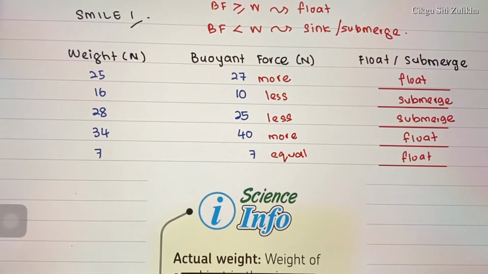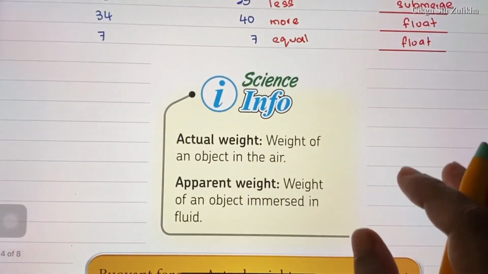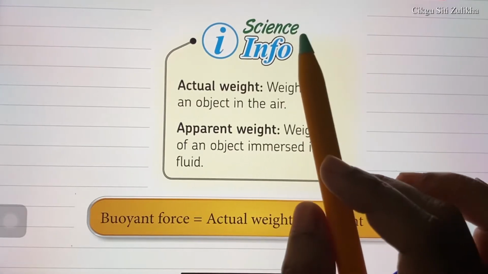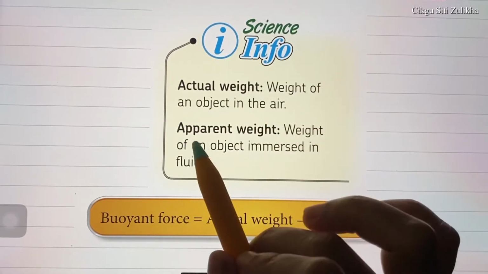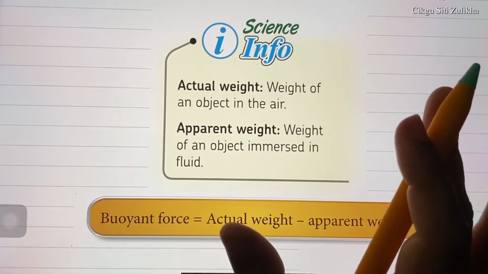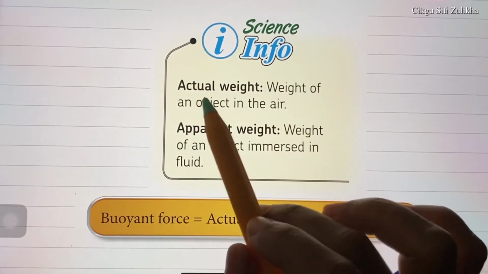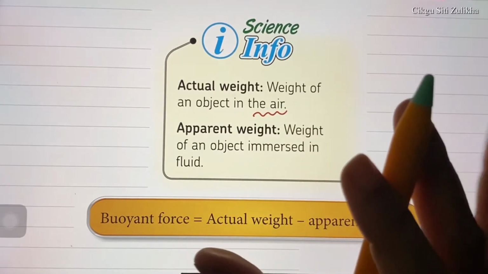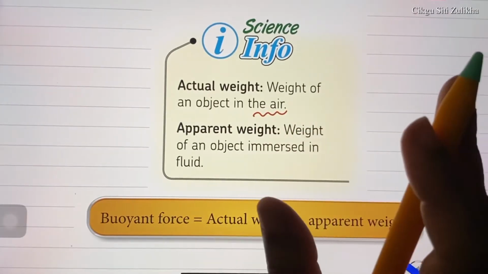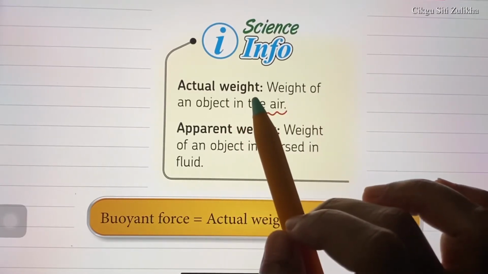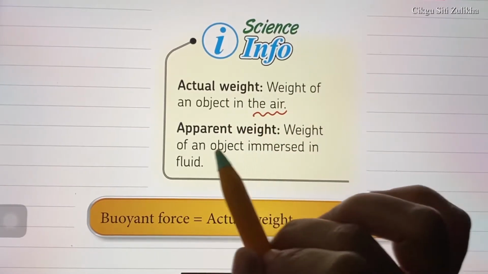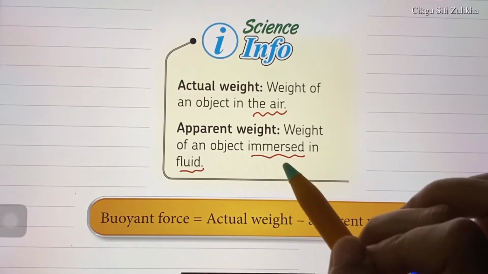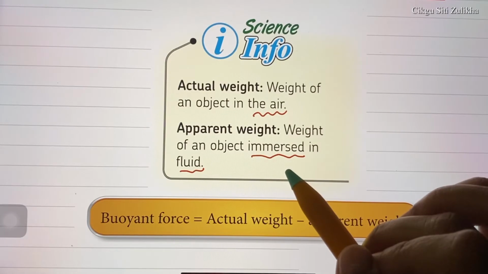Senang kan? Boleh faham? Now, kita masuk sedikit kepada this part. Okay, ada dalam buku teks you. Actual weight and apparent weight. Sebab nanti kita nak buat activity ya. Okay, actual weight is the weight of an object in the air. Dalam keadaan objek tu berada dalam udara, maka kita namakan dia actual weight. So, apparent weight is the weight of an object immersed in a fluid. Kita rendam, kita letakkan dalam cecair.